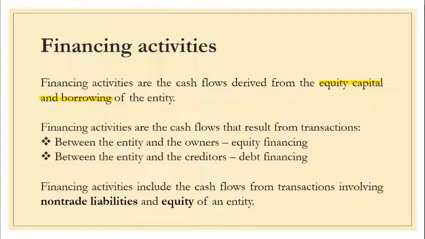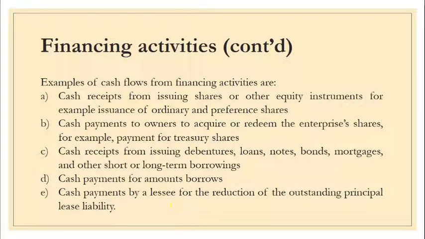So, financing activities include cash flows from transactions involving non-trade liabilities and the equity of an entity. So, if you divide the financial components of your statement of financial position, no? Here are the examples of your financing activities: cash receipts from issuing shares or other equity instruments. For example, issuance of ordinary and preference shares. Letter B, cash payments to owners to acquire or redeem the enterprise shares. For example, payment of treasury shares.